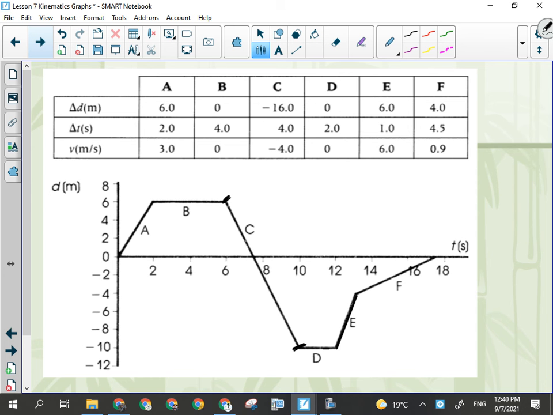All right, here's another thing you might be asked on this graph. What is the total displacement of this object over the entire trip? 0. How do we know that? Exactly. Its starting position and its ending position are the same place. It starts at position 0, ends at position 0. Came back to where it started. So the total displacement is 0.